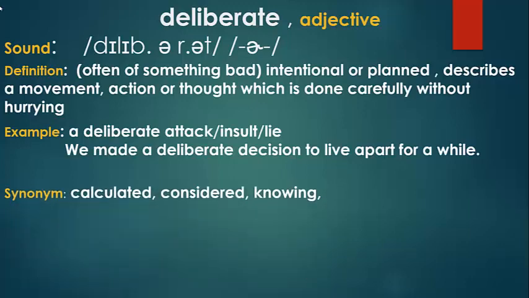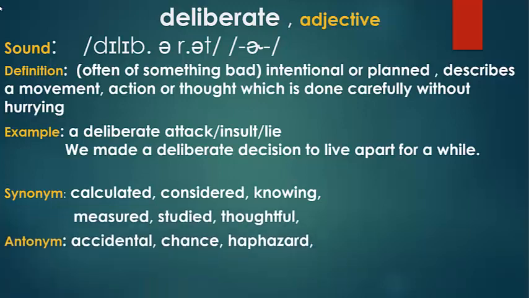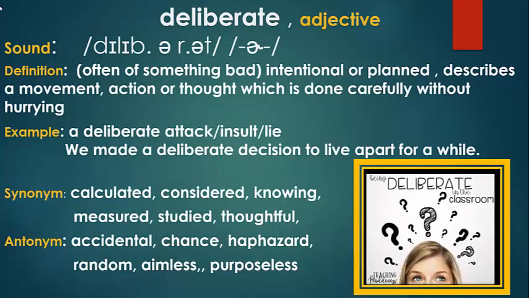We have synonyms: calculated, considered, knowing, measured, studied, thoughtful. Antonym: accidental, chance, haphazard, random, aimless, purposeless. Like most of the antonyms mean to act without thinking or in a hurry. If you look at this teacher, she's thinking about many things about her classroom, so she wanted to prepare herself well to be ready for many questions of her students.